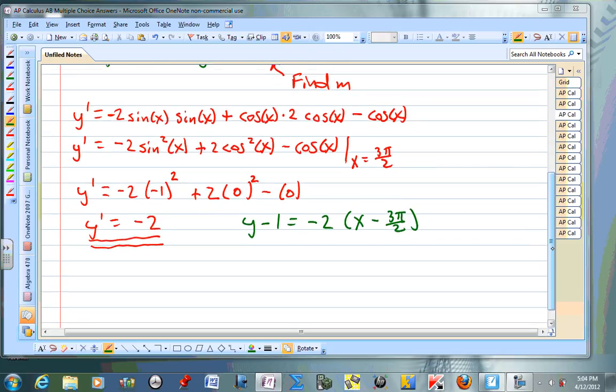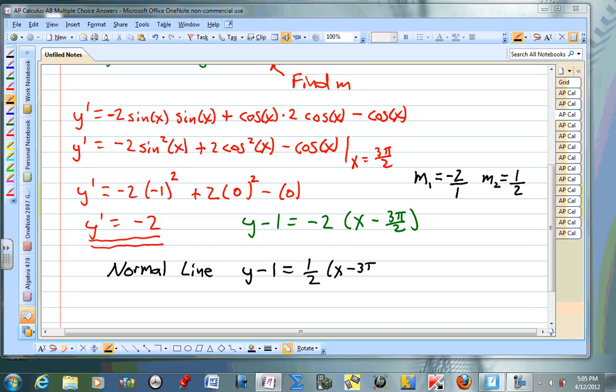Okay, we're almost there. Now to get the normal line, you got to remember that the normal line is perpendicular to the tangent line at the point of tangency. And you remember perpendicular lines have opposite reciprocal slopes. So the slope of our tangent line is -2, you can think of that as negative 2 over 1. So the opposite of negative is positive, and the reciprocal of 2 over 1 is 1/2. So our normal line is going to be y minus 1 equals positive 1/2 times the quantity x minus 3 pi over 2. So this is the equation of our normal line.